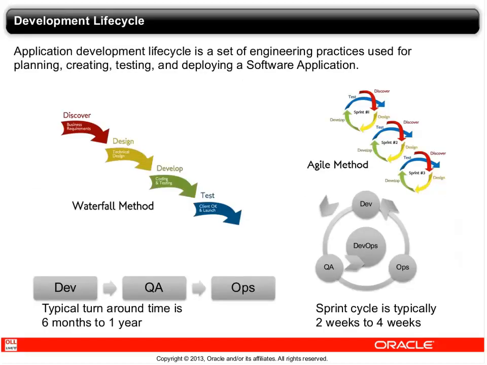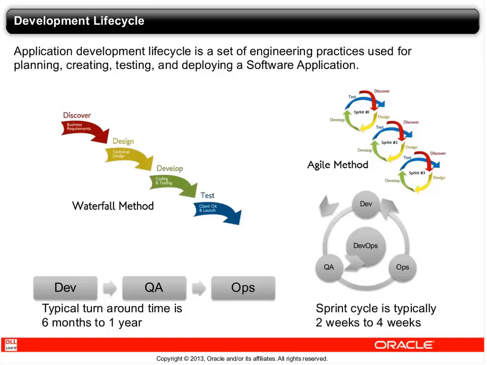So before going into the talk, I wanted to quickly touch upon the development lifecycle. As we know, the development lifecycle is the engineering practice we use for planning, creating, testing, and deploying a software application. A decade ago, we used the waterfall method. In that case, each phase of this life cycle is separate. That means you design something and then give it to the developer. They develop and they test, and it goes on. This usually takes 6 months to 1 year to complete the cycle.